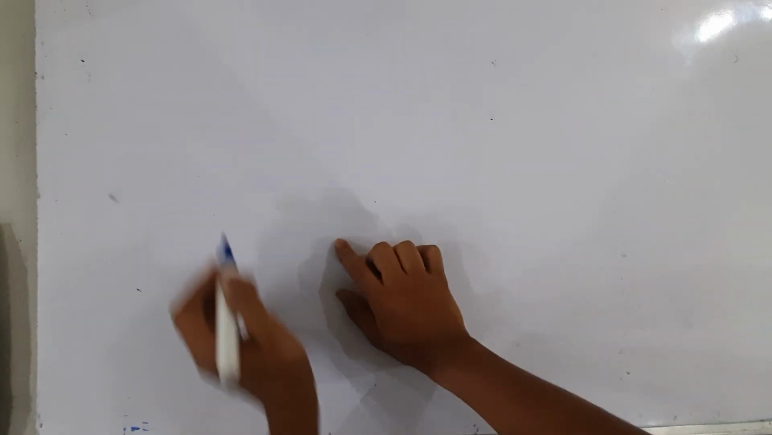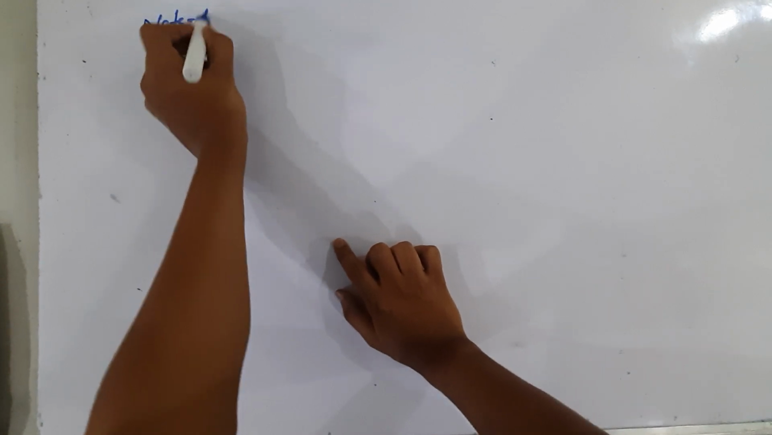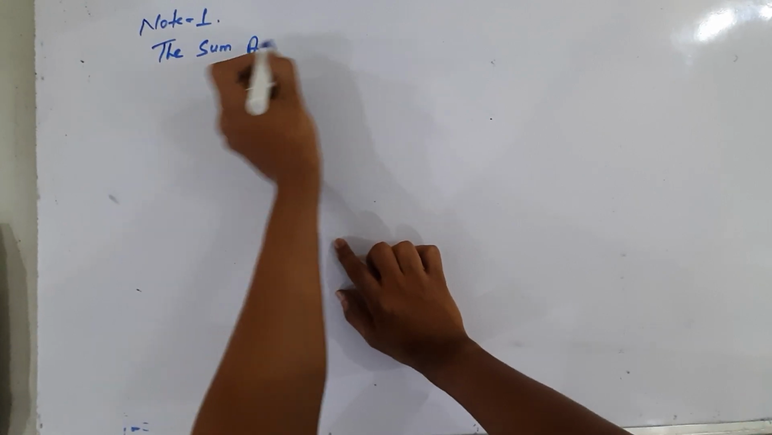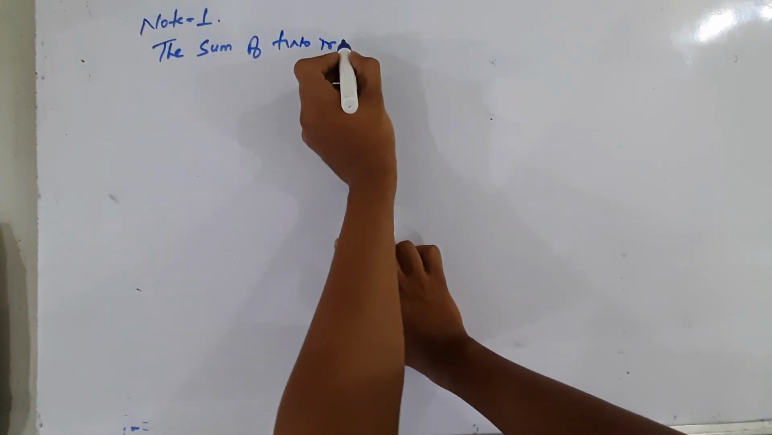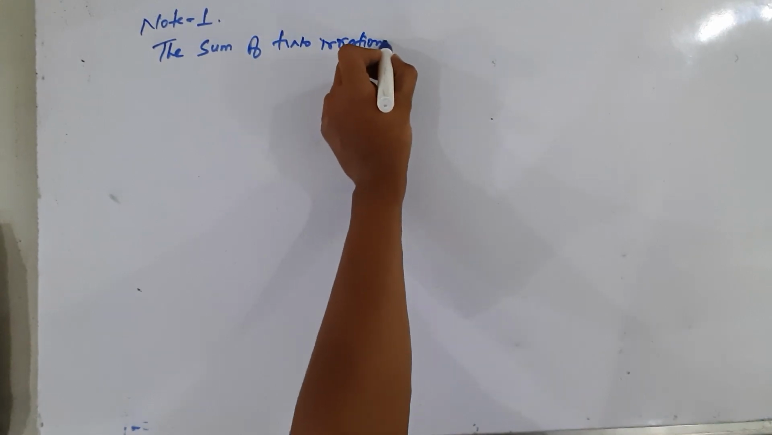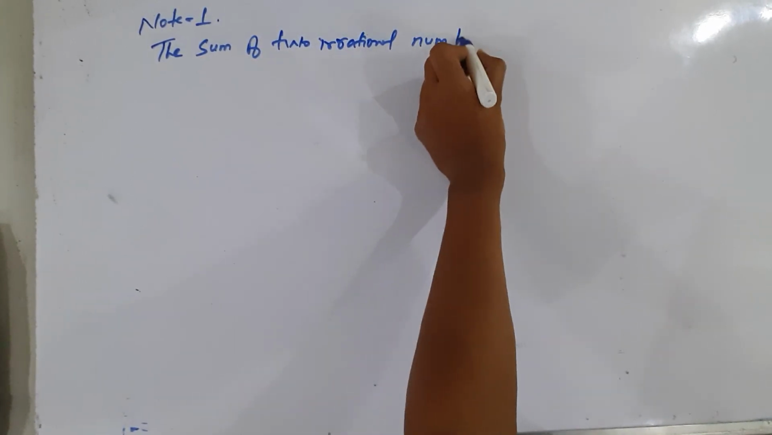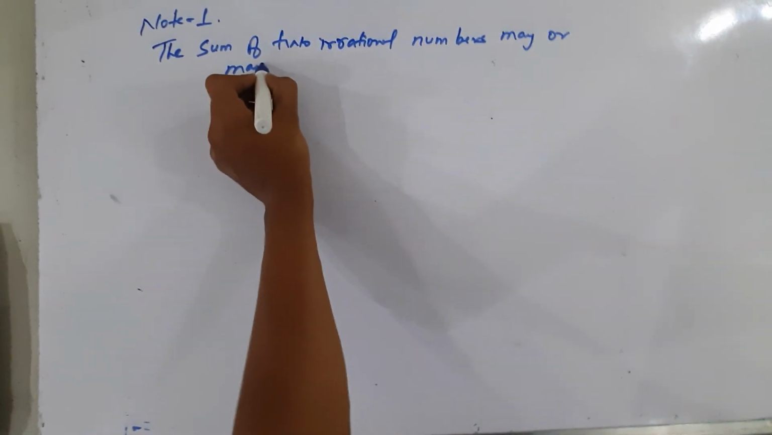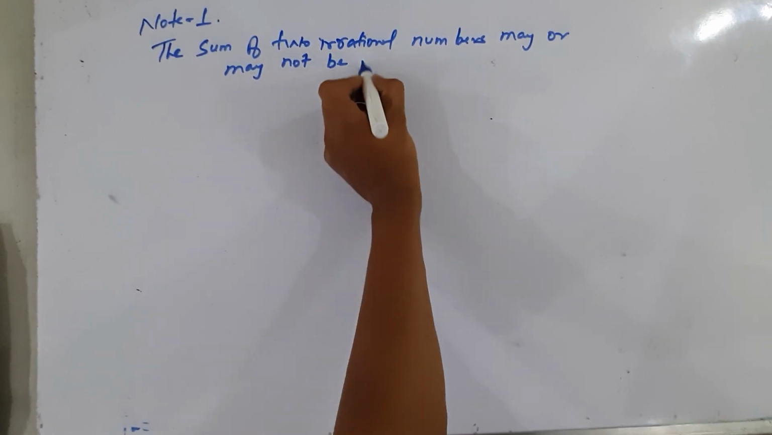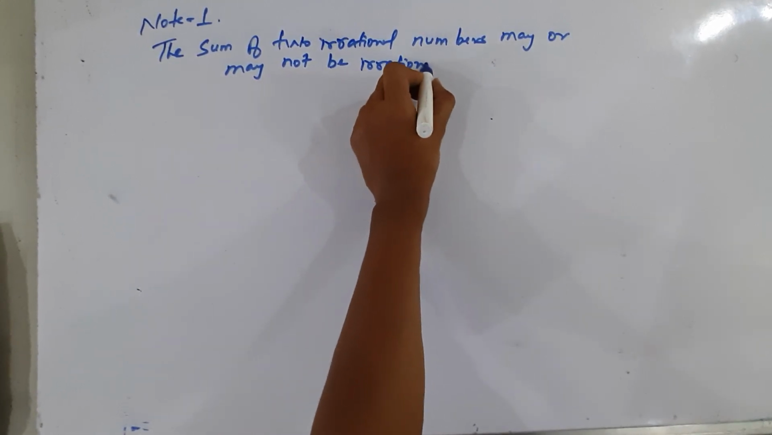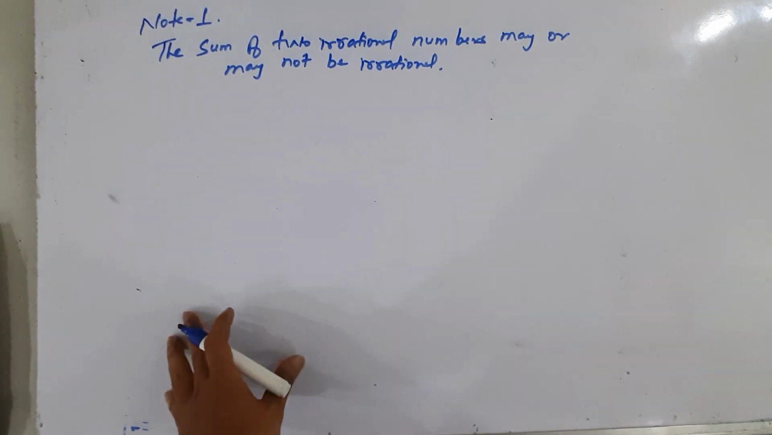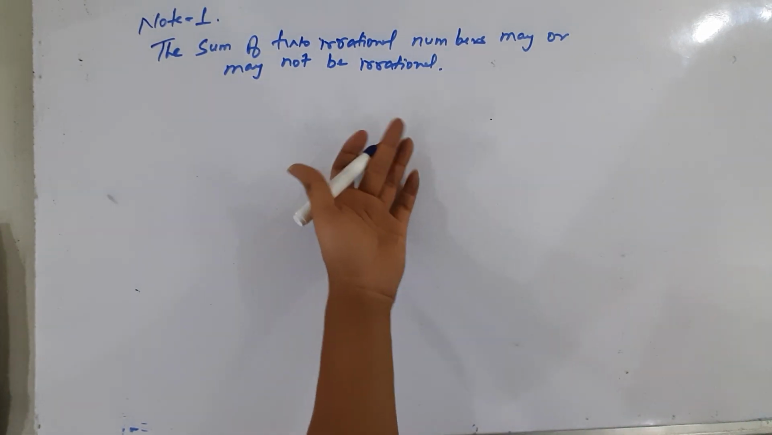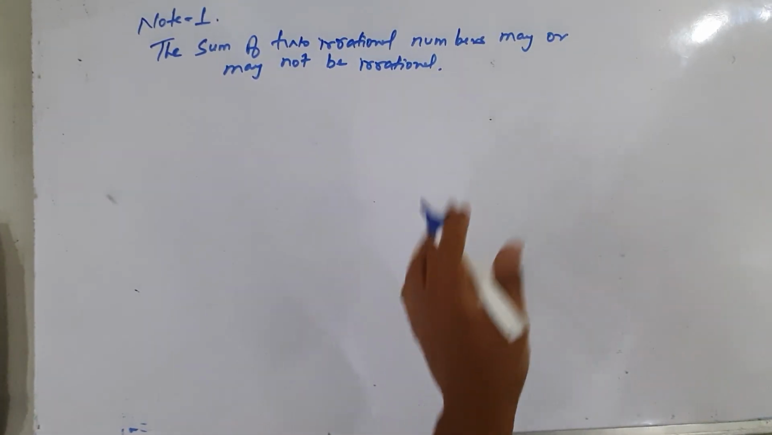Now a few things to note. Note 1: the sum of two irrational numbers may or may not be irrational. It means it is not always necessary that the sum of irrational numbers is irrational. It can be rational, or it can be irrational.